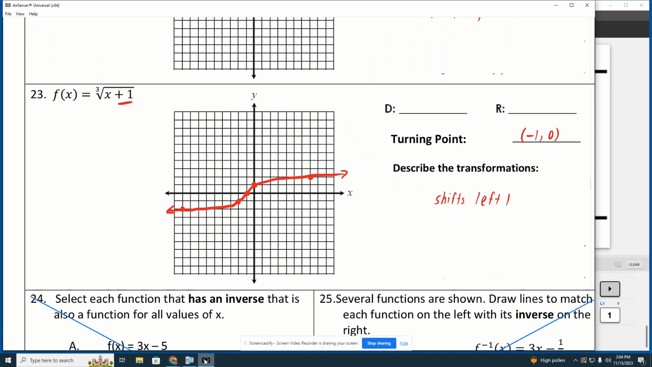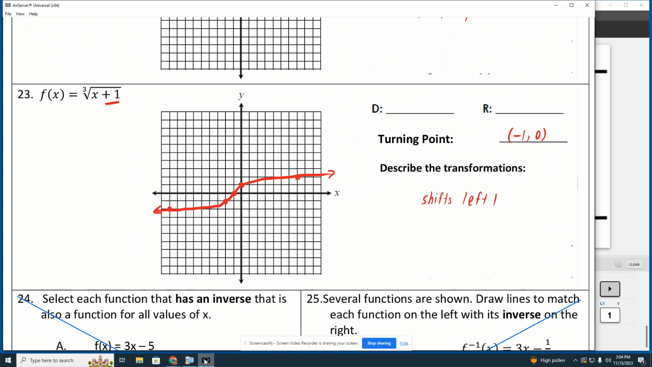So remember how easy these were? Domain. Does it ever stop going left? Nope. Does it ever stop going right? Nope. So my domain is left to right forever. Negative infinity, positive infinity. Does it ever stop going down? No. Gradually, but yeah, it goes down forever. Up, same. So negative infinity to positive infinity. And that's it, okay? Try not to make it overly difficult.